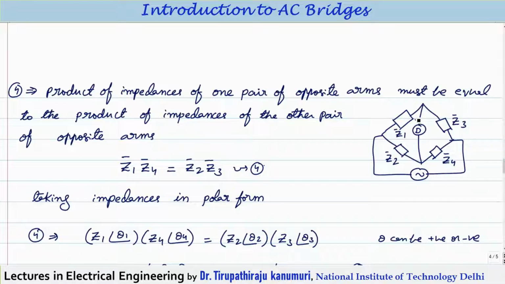That means whenever the bridge is there, you need not derive it again. What you have to compare? You are taking this detector as your reference. So take any one impedance, multiply with the opposite side one.